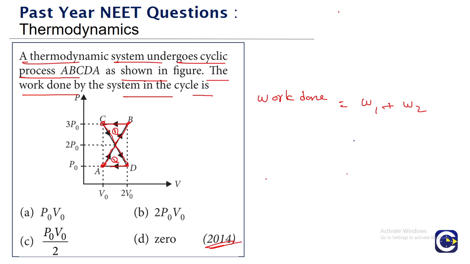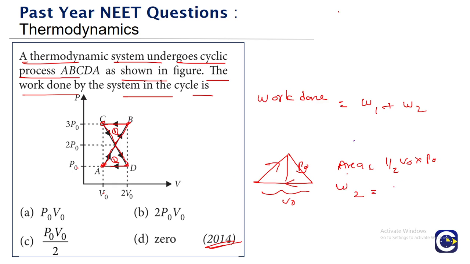Now let us look at just part 2, which is the triangle. What is the base here? From V0 to 2V0 means base is V0. What is the height? From P0 to 2P0 means height is P0. So area here will be equal to half into base into height. But here what we need to keep in mind is the orientation. It's clockwise. So clockwise means W will be positive. So W2 will be equal to half into V0 into P0. Why is it taken as positive? Because this is clockwise.